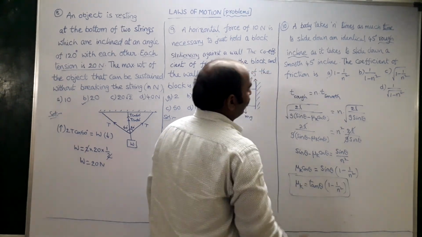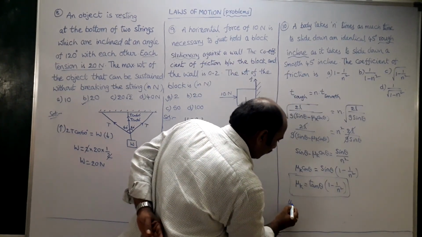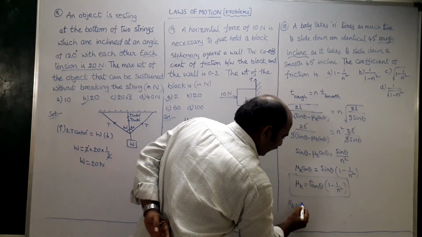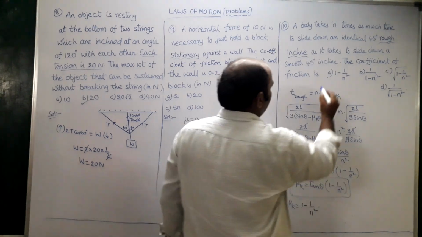But in our problem, angle of inclination is 45-degree. That's why we get mu k is equal tan 45 is 1. So finally we get 1 minus 1 by n square. Option A is correct.